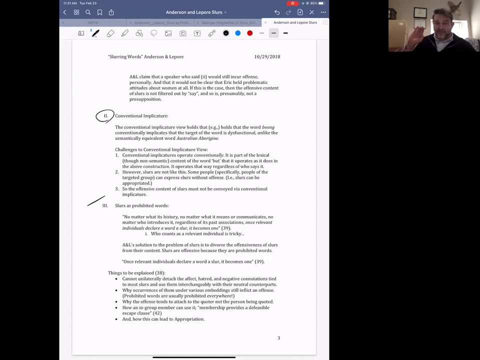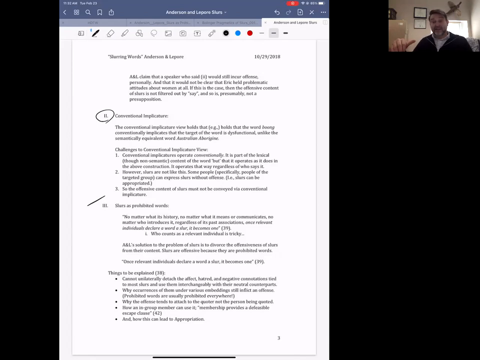Right, their solution divorces the offensiveness of slurs from their contents. Slurs are offensive because they are prohibited words. So in effect, you can think of it this way. This group of individuals has legislated this word is not to be used, and yet people are using it.